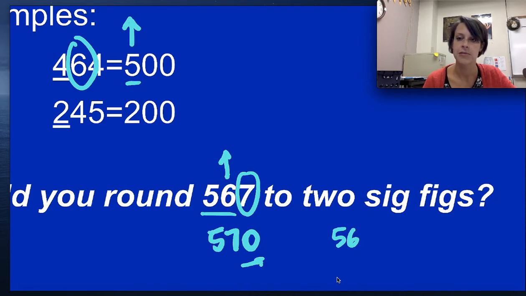Okay, so I hope that helps. If you've got questions about rounding or scientific notation or sig figs, please reach out to your teacher.